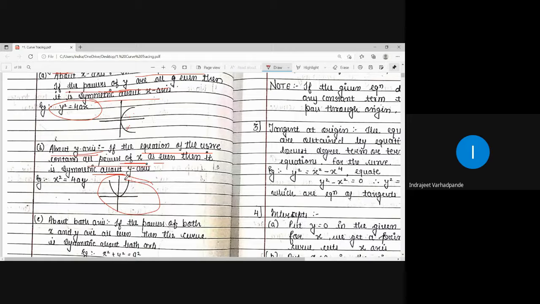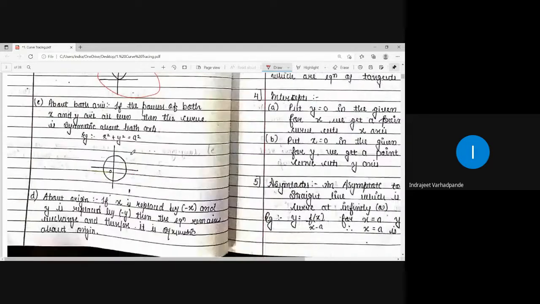But there might be certain equations in which both the powers of x as well as y are even, so those will be referred to as symmetrical about both the axes. What can be the best equation for that? X square plus y square is equal to r square. This represents a circle with center at origin and radius equal to r, and therefore it is evenly distributed above x-axis, below x-axis, on the left of y-axis, and on the right of y-axis.